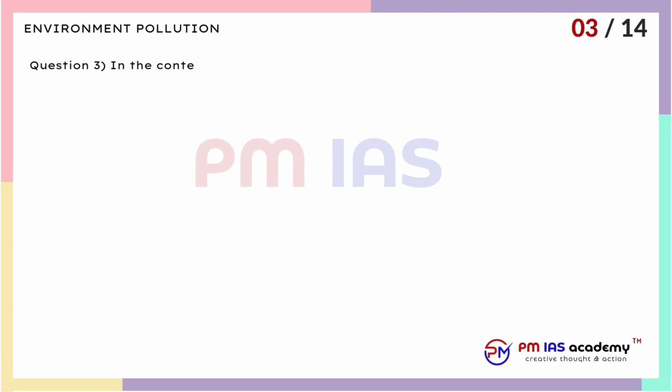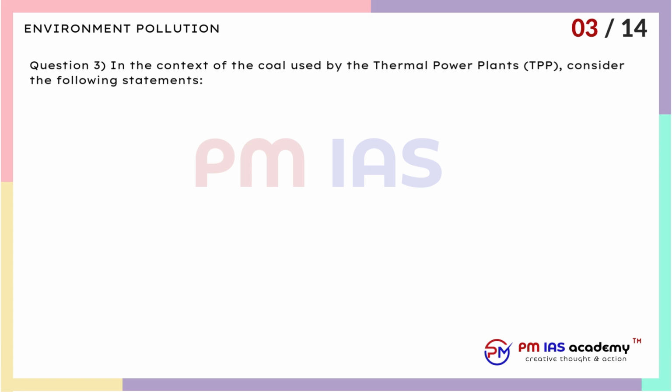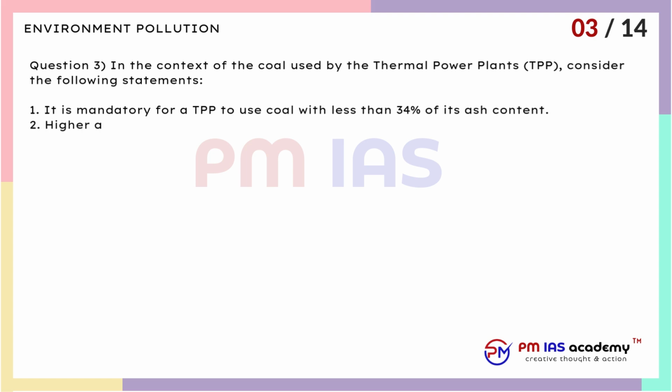Question 3. In the context of the coal used by the thermal power plants, TPP, consider the following statements. 1. It is mandatory for a TPP to use coal with less than 34% of its ash content. 2. Higher ash content in coal increases the per unit generation of power. Which of the statements given above are correct?